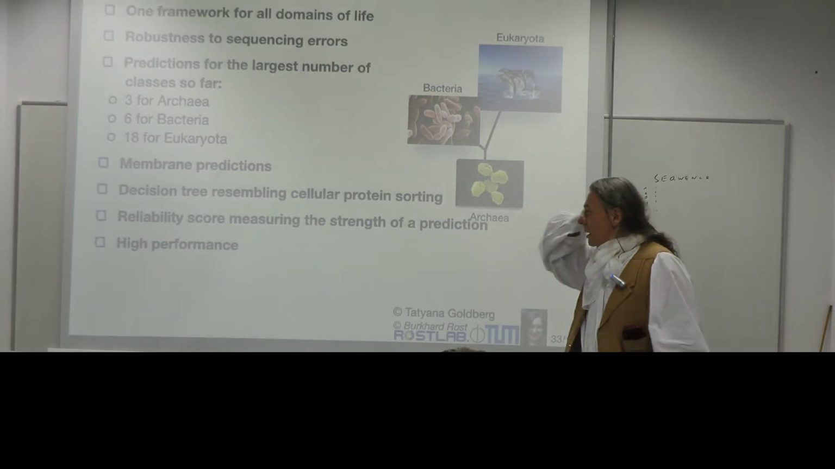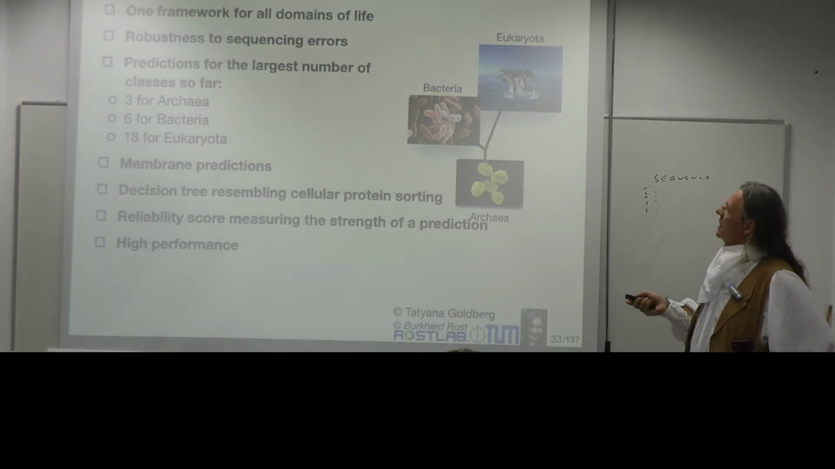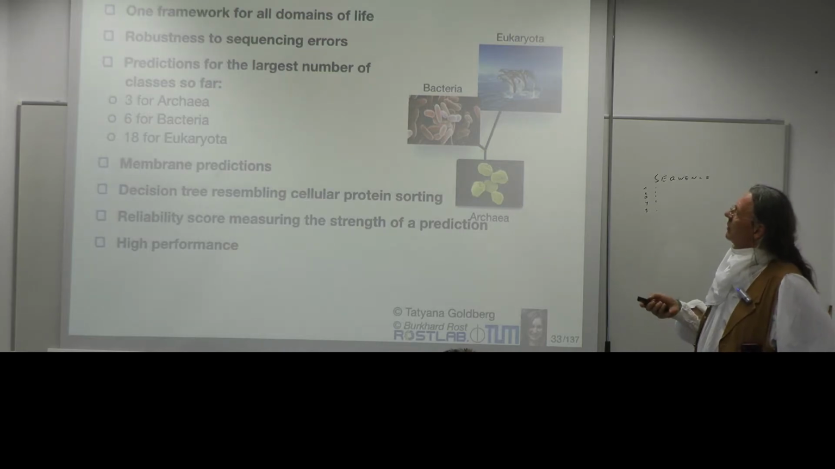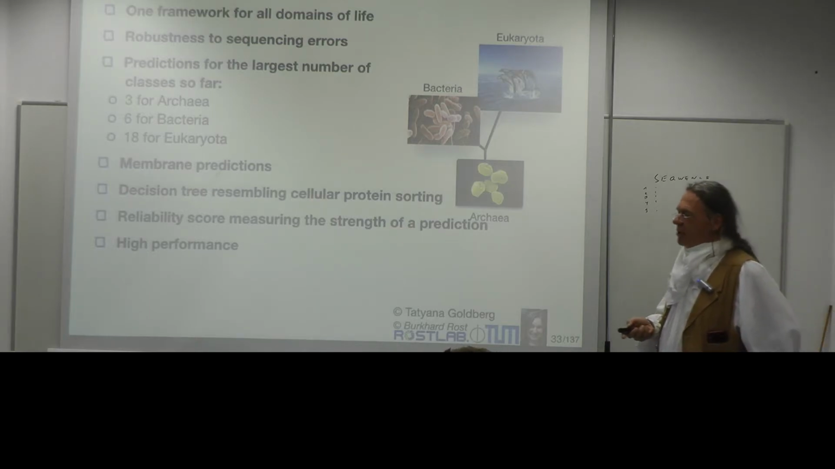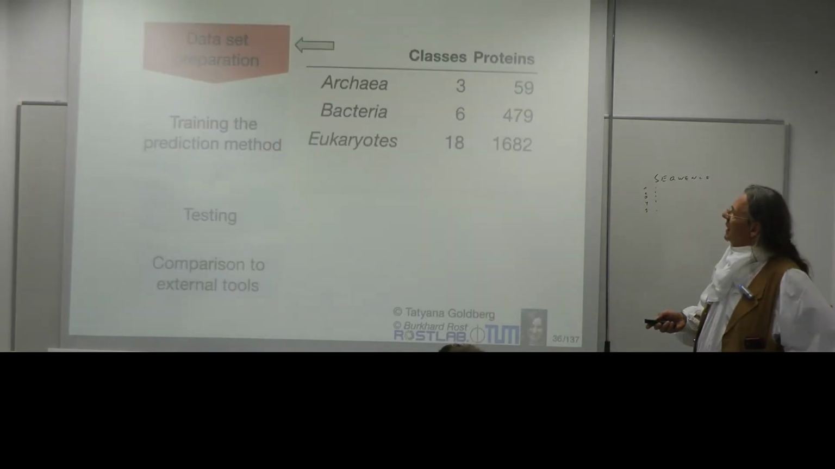Okay, so we have a bunch of objectives here. We want one framework for all domains of life, including bacteria, archaea, and eukaryotes. We want robustness with respect to sequencing errors. This time we want to include membrane predictions. We want to have some sort of decision tree reliability, and we want a high performance. We begin by collecting data.